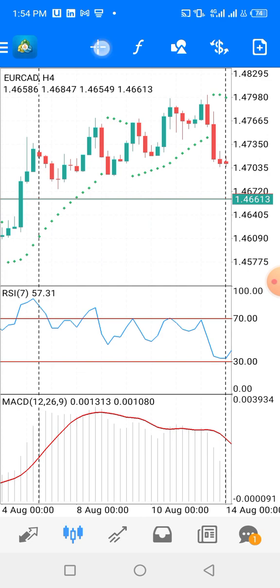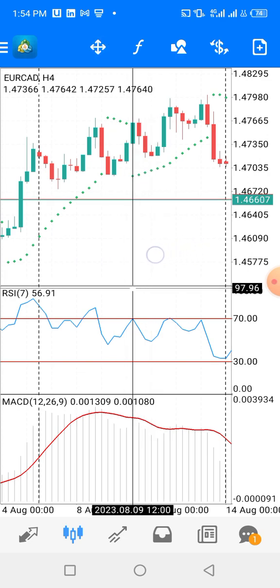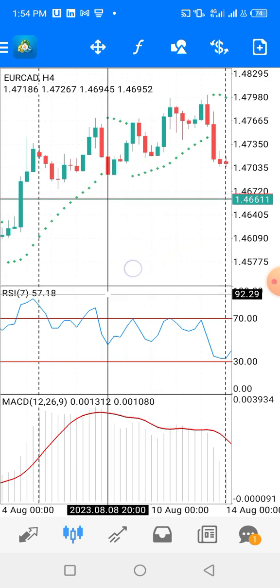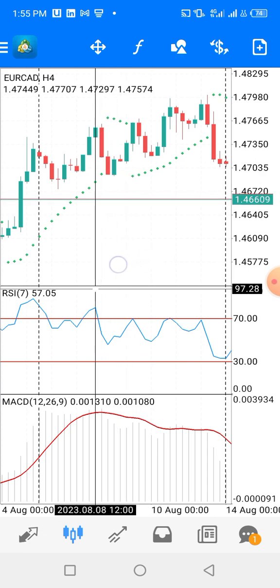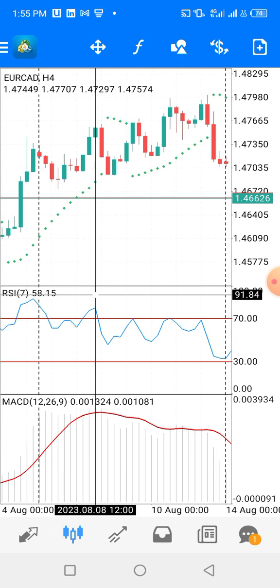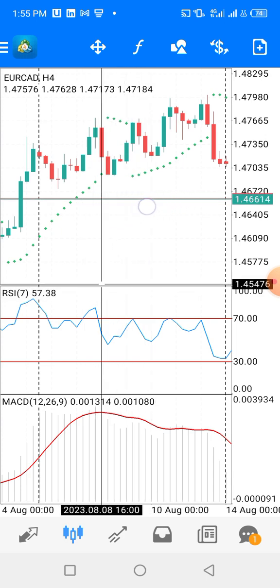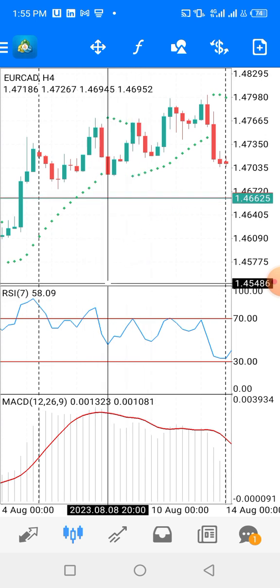But let us wait and see if the RSI will give us an entry. The RSI didn't give us an entry because the RSI was already below the 70 level. So it didn't give us an entry. So now let's look at this.